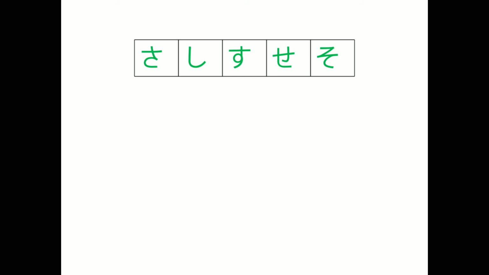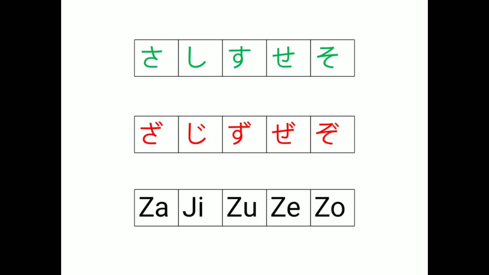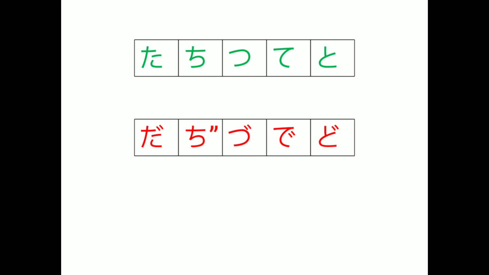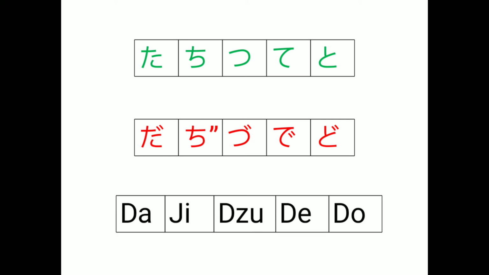Okay? Here's the next set. We have sa, shi, su, se, so. Normal Hiragana alphabets. Adding the voicing mark or the teNten, we have these, and they would be spelled as za, ji, zu, ze, and zo. Clear? Now moving on. Ta, chi, tsu, te, to. Remember? Adding the teNten, we have da, ji, zu, de, and do.